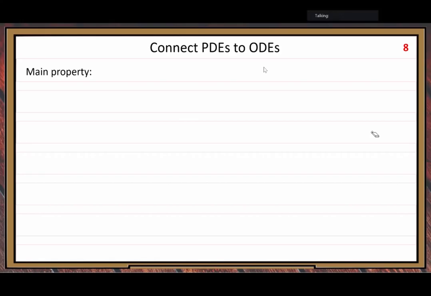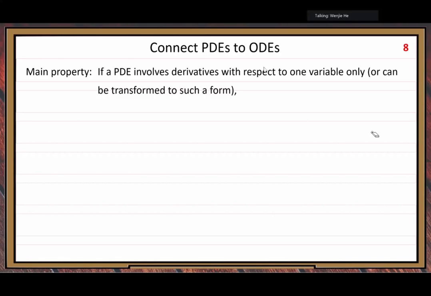Main property here. When we understand PDEs, if a PDE involves derivatives with respect to one variable only, because we only consider the simplest PDEs here, not two, two is harder, or can be transformed to such a form so that the other variables can be treated as parameters, constants, then typically we just solve ODEs.